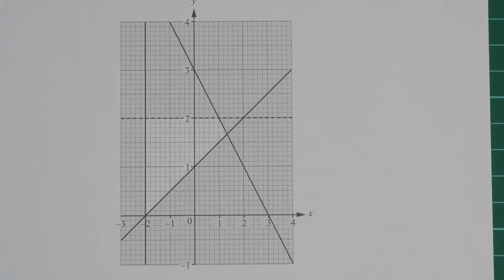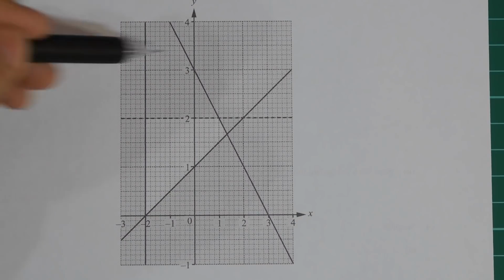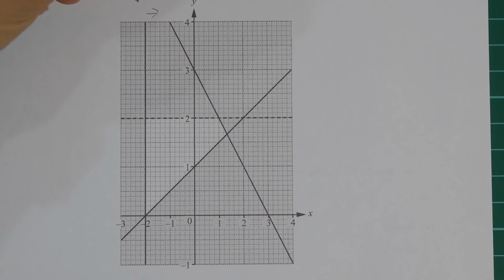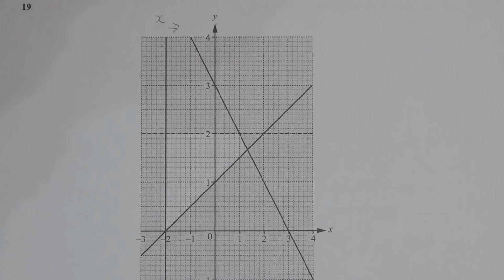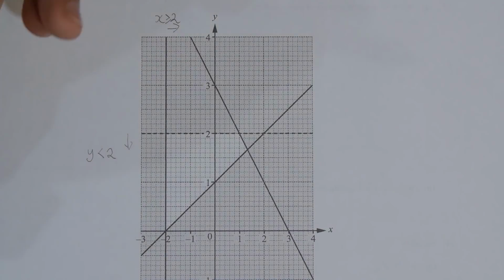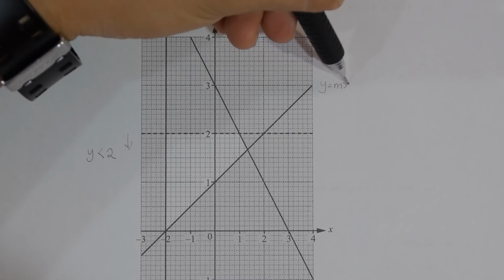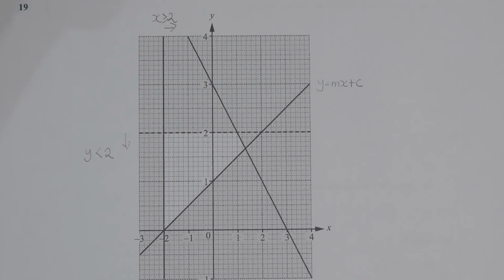Whereby for the next one is naming the line. For the first line, what I usually do is I label down where the direction it is going. So for example, x is more than or equal to -2, because it's towards the right side, and then y is less than 2 because it is a dotted line and it's towards the bottom.